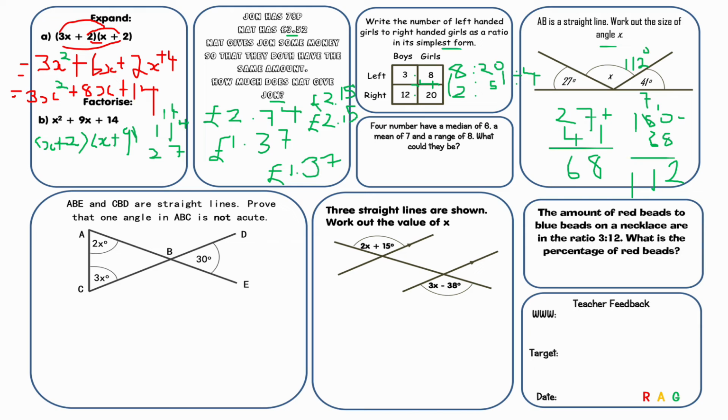Next question. 4 numbers have a median of 6, a mean of 7 and a range of 8. What could they be? So I've got 4 numbers here. The middle number has to give me 6. Now, because it's 4 numbers, the only way to make 6 here is if it's both 6 in the middle, or if it's 5 and then 7. Either way it should be fine. So let's just put a 5 and a 7 there.